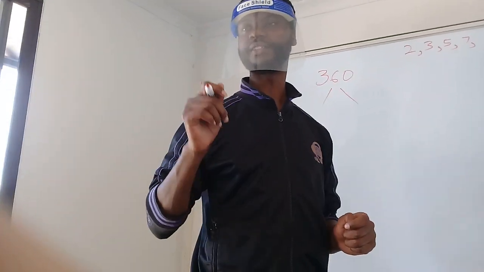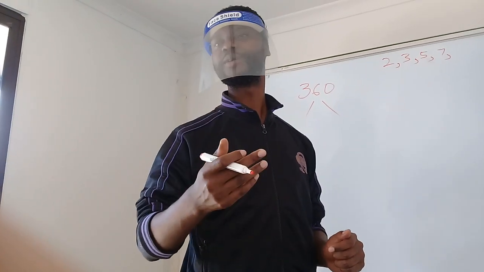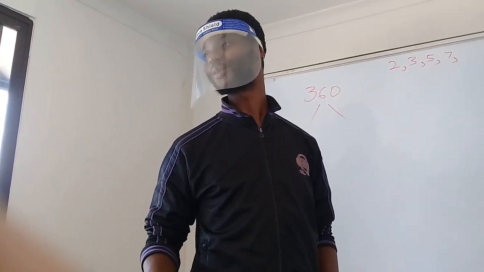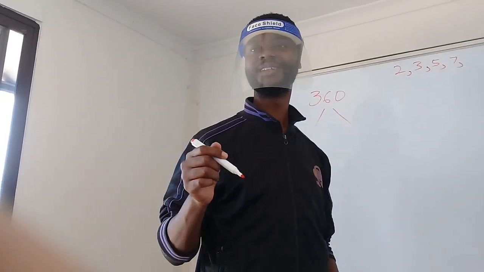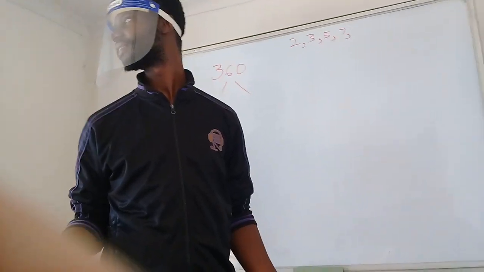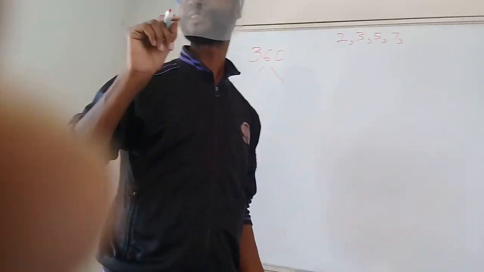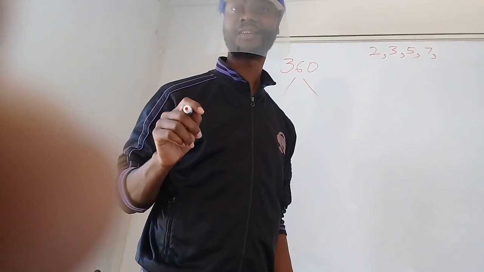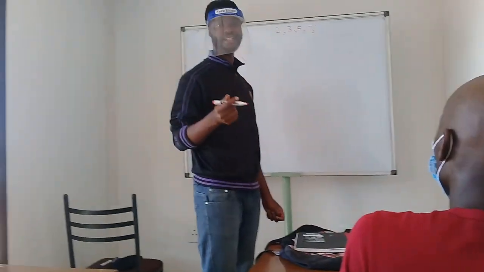Let's go to 10. 10 divided by 1, 10 divided by 2 is 5. So there's a number that goes into 10 other than 1 and itself. That's a problem. So 10 is not a prime number. Let's try 11.